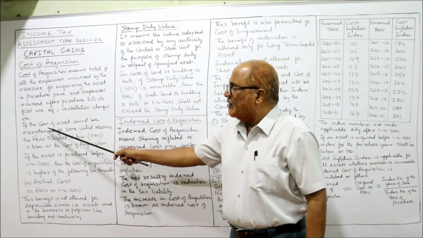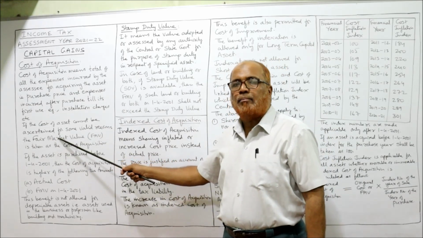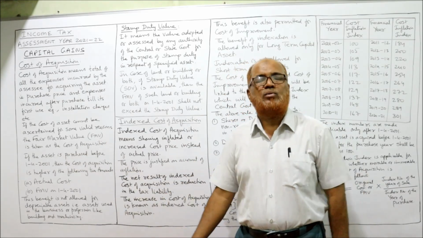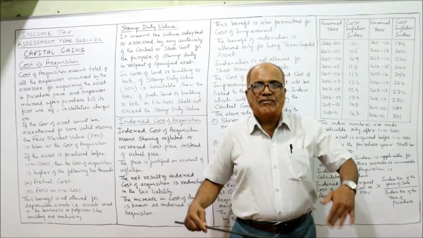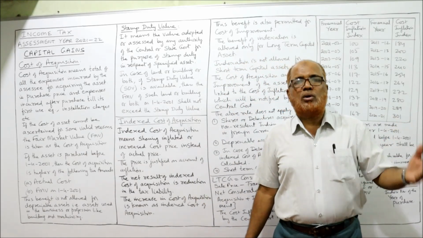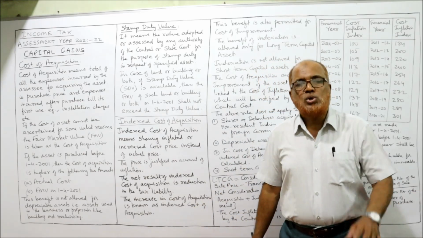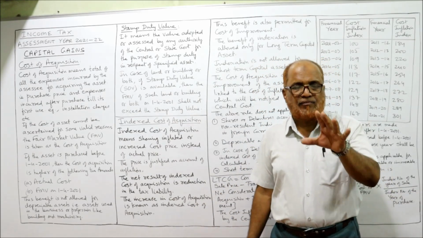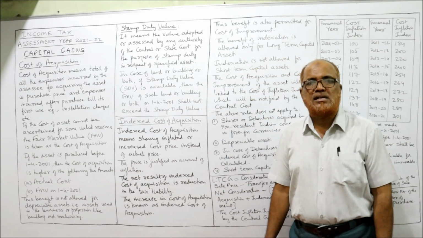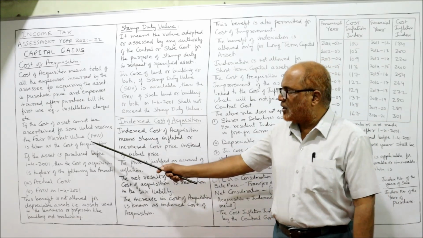Now, if the cost of the asset cannot be ascertained for some valid reasons, the fair market value, called FMV, is taken as the cost of acquisition. Sometimes it is difficult to ascertain the cost of acquisition. The assessee does not know the actual cost when he purchased it. He forgot it. There is no proof at all. So in that case, if for a valid reason there is no cost of acquisition, then the Income Tax Act says take the FMV, fair market value, as the cost of acquisition.